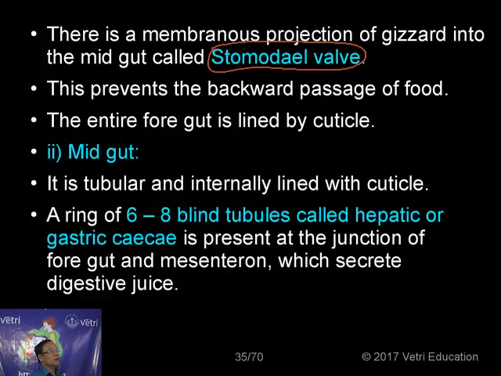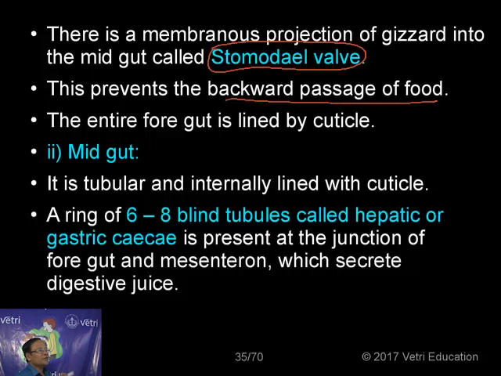Truly speaking, we have the invagination of the membrane at the level of the gizzard. So at the level of the gizzard, we have the membranous invagination that forms what is called the stomodeal valve, normally found at the junction of the gizzard and the mesenteron. Now, what is the function of this one? It is not involved in the digestive process, but prevents a backward movement of the food materials from the mesenteron to the crop or to the gizzard. So this prevents the backward passage of food.